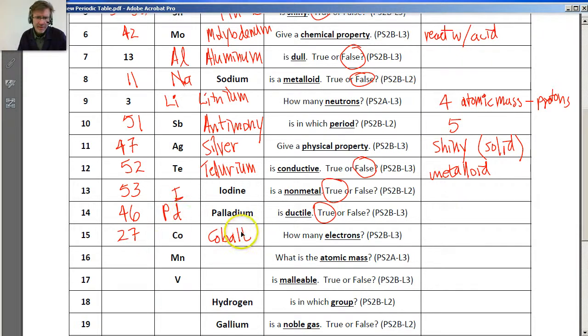Atomic number 27 also means it has 27 protons. If cobalt has 27 protons, and if it has no charge, that is, it's a neutral atom, then the number of protons equals the number of electrons. So 27, because in a neutral atom, the number of protons equals the number of electrons. That's not necessarily true for ions. We talk about that in PS2A, so stay tuned.